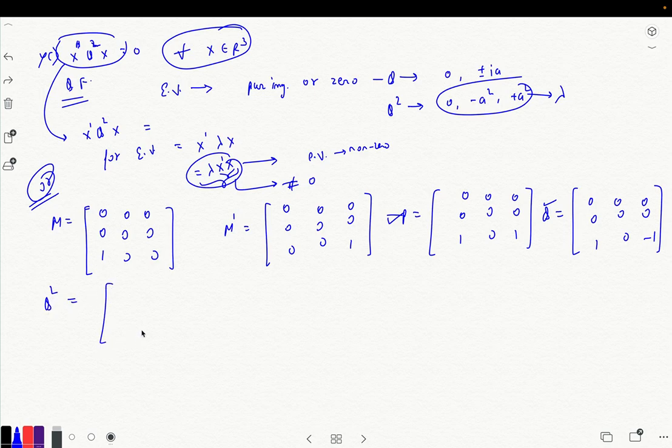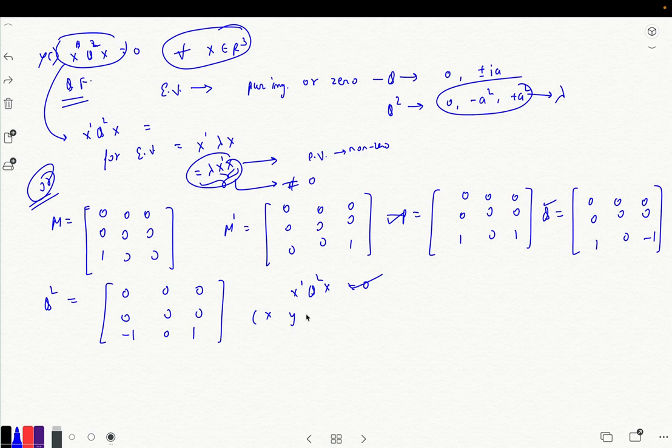What will be q square from it? So we'll just multiply the two matrices corresponding to it, that is q into q. Okay, let's just multiply it. That is going to be 0 0 0 0 0 0, and the last portion, that is minus 1 0 and 1. Okay, so this is my q square. Now let's say x transpose q square x is equal to 0. It is saying that it equals 0, but we need to check it.